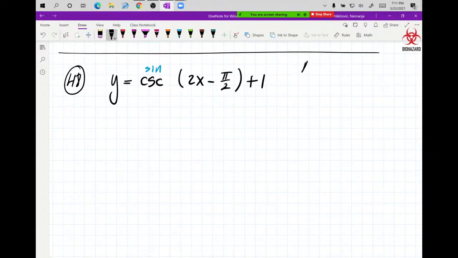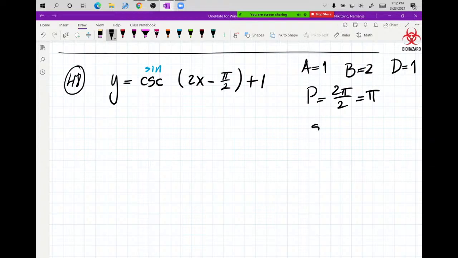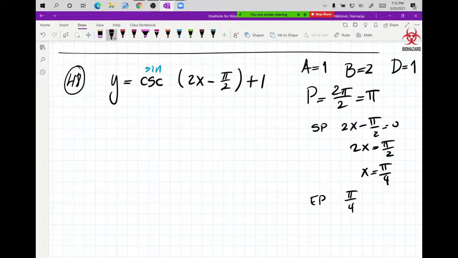Okay, my amplitude is 1. The B is 2. D is 1. And your period is 2 pi over 2, which is pi. Your start point is 2x minus pi over 2 equal to 0. 2x equals pi over 2. X equals pi over 4, because half of pi over 2 is pi over 4. And the end point is start point pi over 4 plus the period pi for a total of 5 pi over 4.